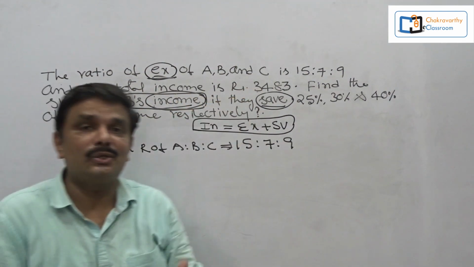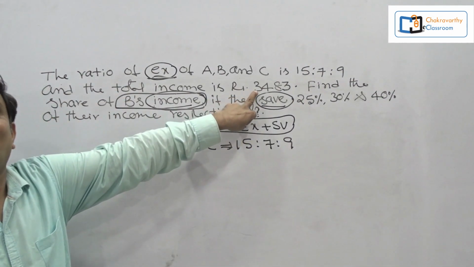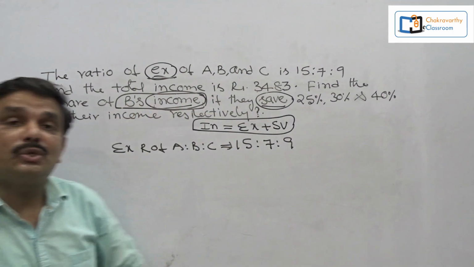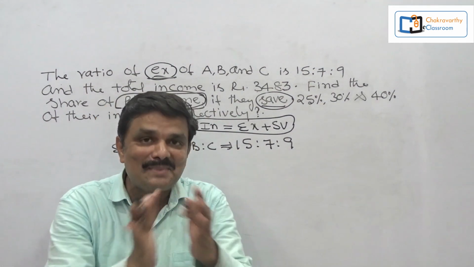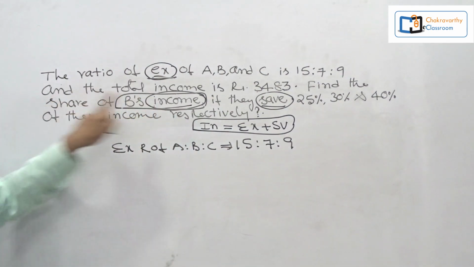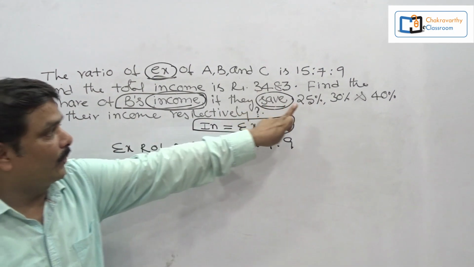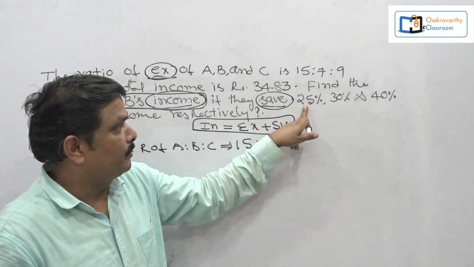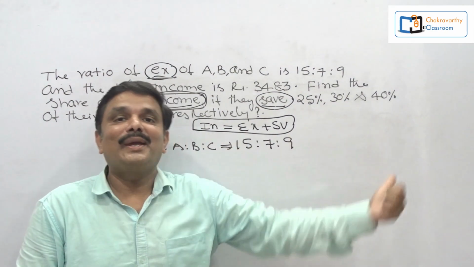If you know the income ratio of A, B and C, you can divide this amount accordingly and find out what is B's income. But here we should find out first of all what is the income ratio of A, B and C. To find out that one, they have given one more clue. Their savings they have given. Savings are 25, 30 and 40% respectively. So A saves this much, B saves this much, C saves this much from the income.